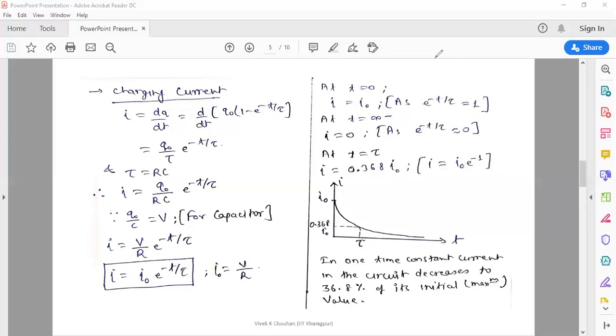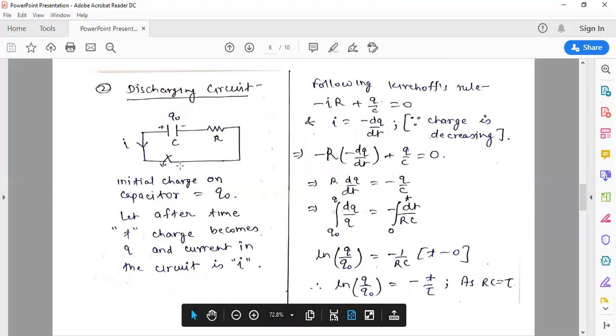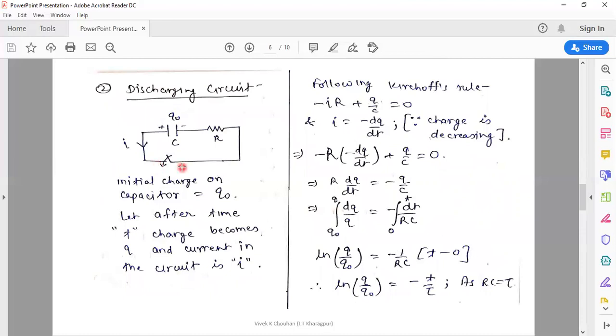We'll move ahead now. We'll go to the discharging circuit. Now here we don't have any source which will provide us the electric current. What we have in this case is a fully charged capacitor. We have connected a resistance in series with it along with a switch.